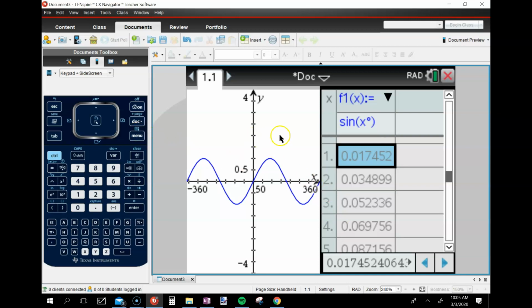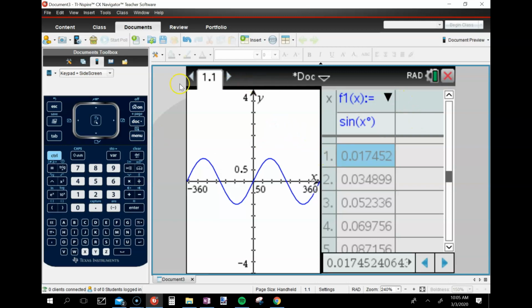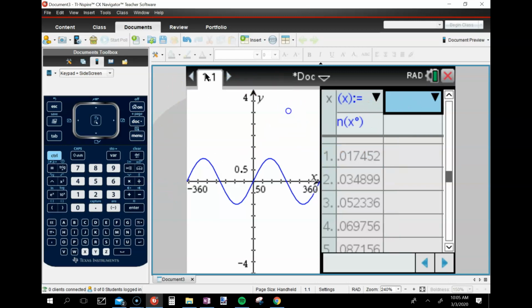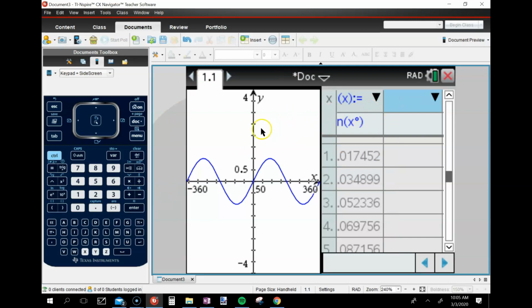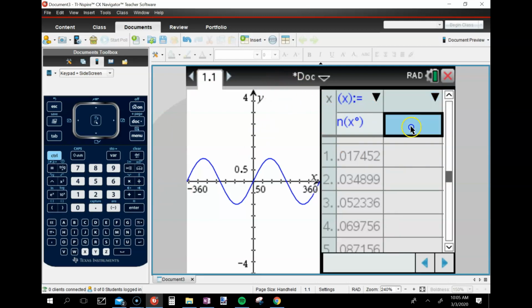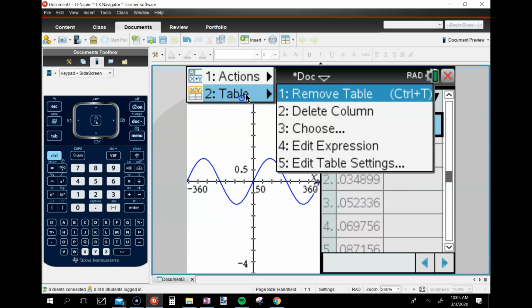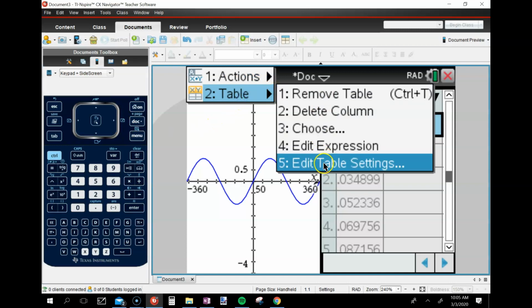Watch this. So all I did was hit Control T, right? Do you see how there's a little black outline if I click on either side? See the little black outline right here? If I click over here, it's over here now. Make sure that this is outlined. If you hit menu, you can now go into the table settings.